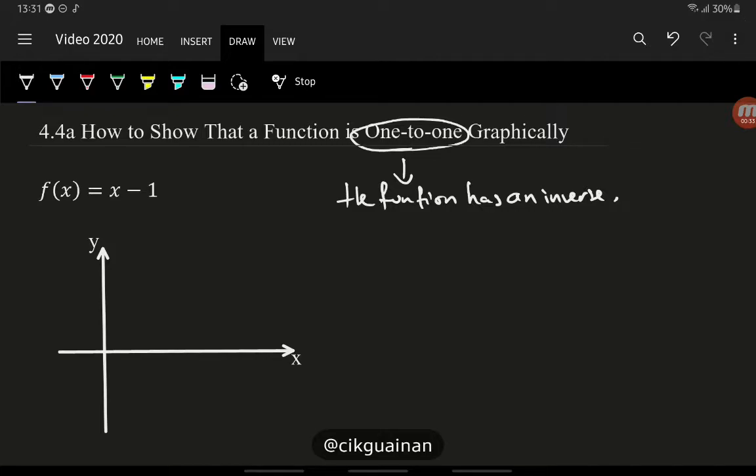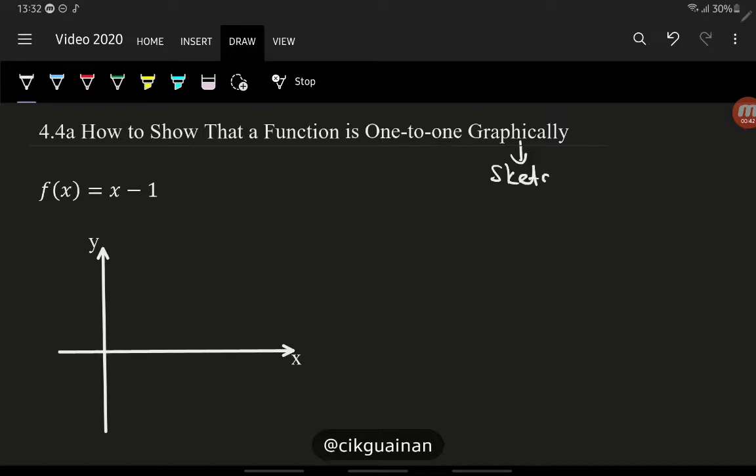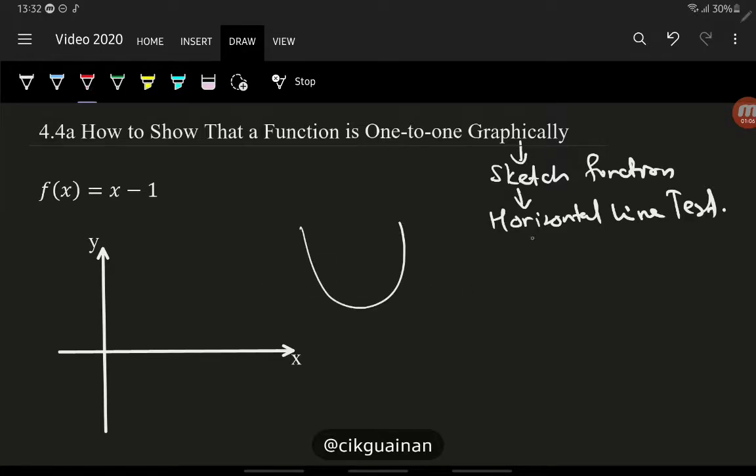And secondly, what does it mean by graphically? Graphically means we have to sketch the function, and then we do a test that we call the horizontal line test. Now why bother having the horizontal line test? Let's say we have a function like this, and then we do a horizontal line test like this. We take one horizontal line and then we put the line.